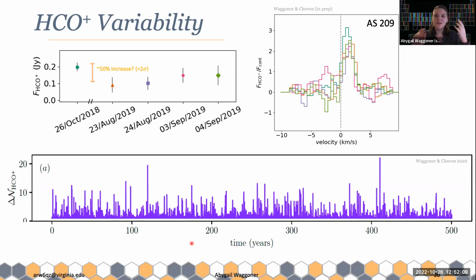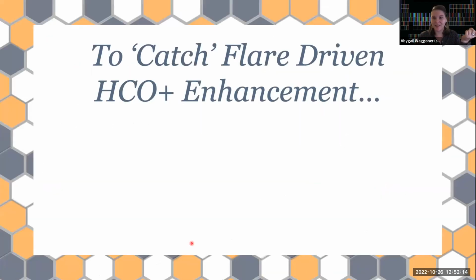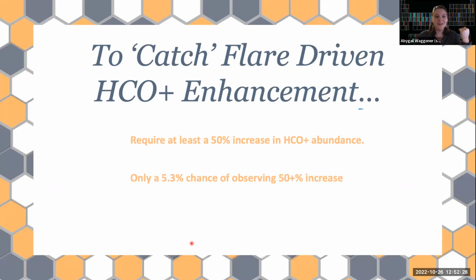So basically, in order to catch a flare, or to catch HCO+ enhanced by a flare, we have several things we need to keep in mind. We need at least a 50% increase in the HCO+ abundance or flux, if we assume a 1-to-1 ratio with the flux and abundance. And because of that, based on our 500-year model of stochastic X-ray flares in HCO+, there is only a 5.3% chance of observing this enhancement if we observe a disk one time, which also explains why we only saw it in one of our 6 disks.